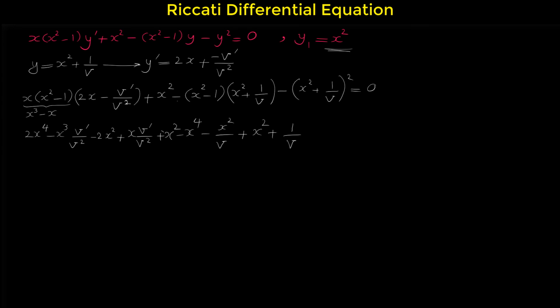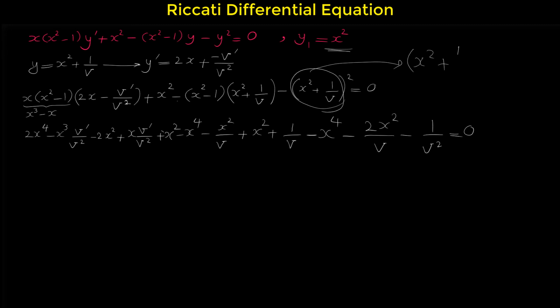If we raise this bracket to the power of 2, but don't forget we have this negative for every term, so we have negative x to the 4 minus 2x squared over v minus 1 over v squared. If you don't know the identity, simply multiply this by itself and you can get to this. Don't forget again this negative.